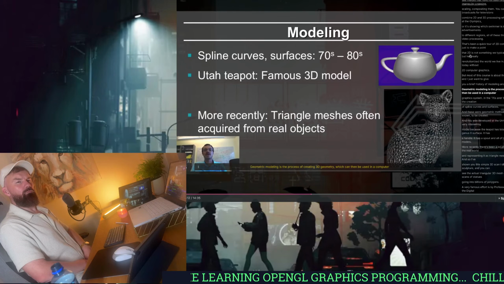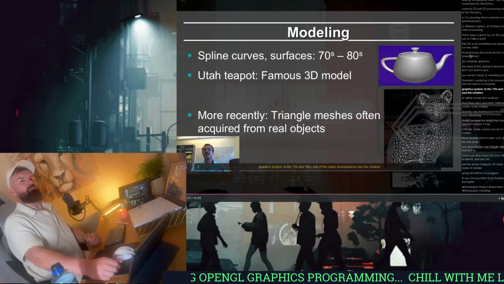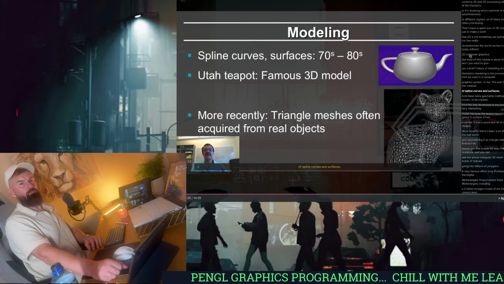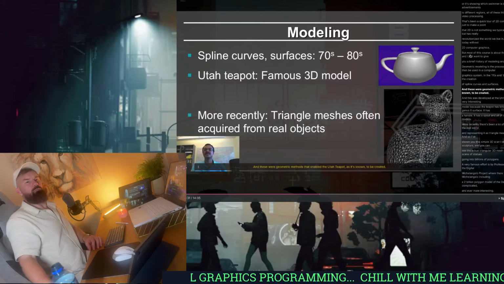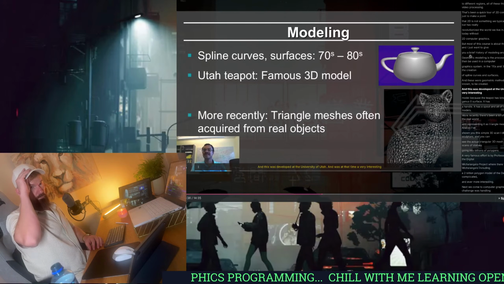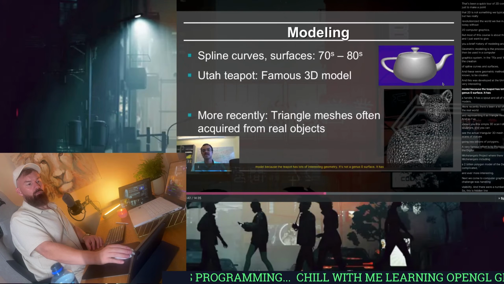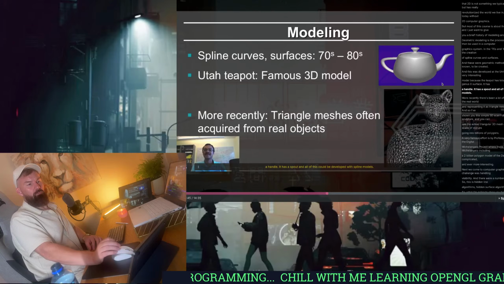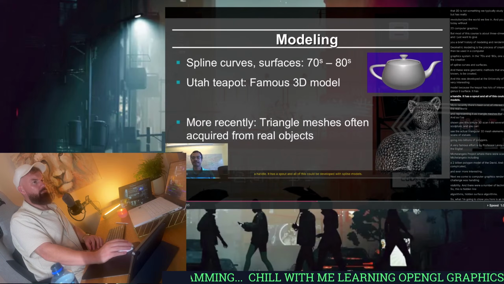Geometric modeling is the process of creating 3D geometry, which can then be used in a computer graphics system. In the 70s and 80s, one of the major developments was the creation of spline curves and surfaces. And these were geometric methods that enabled the Utah teapot, as it's known, to be created. This was developed at the University of Utah, and was at that time a very interesting model because the teapot has lots of interesting geometry. It's not a genus zero surface. It has a handle. It has the spout. And all of this could be developed with spline models.